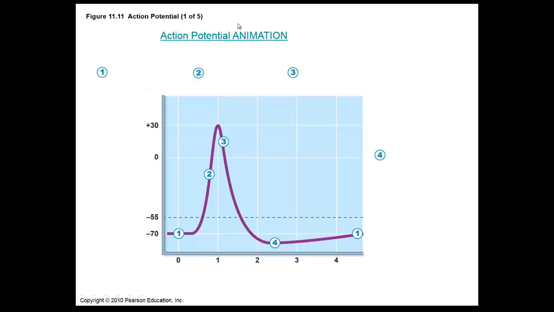So here we talked about an action potential. This we call resting membrane. Negative 55 we call threshold. And we have depolarization, repolarization, hyperpolarization, and then the sodium-potassium pump bringing things back to normal again.